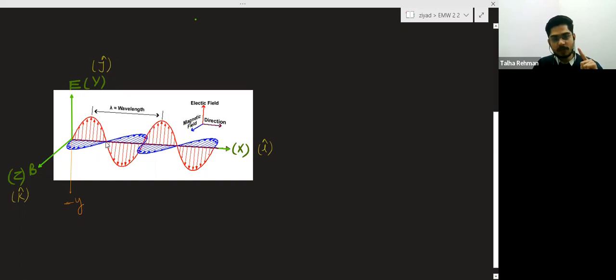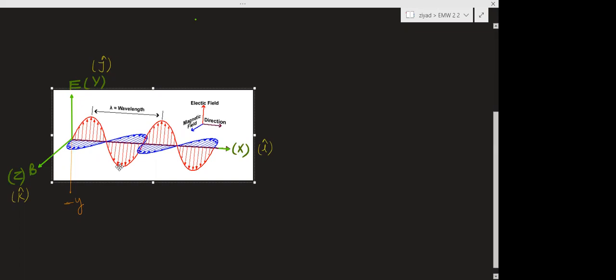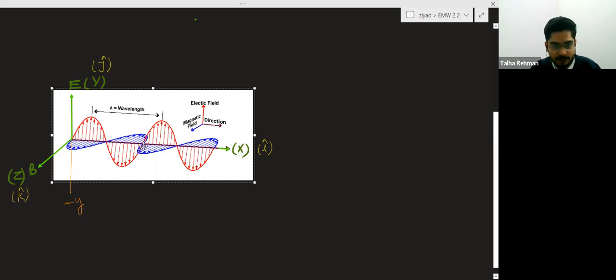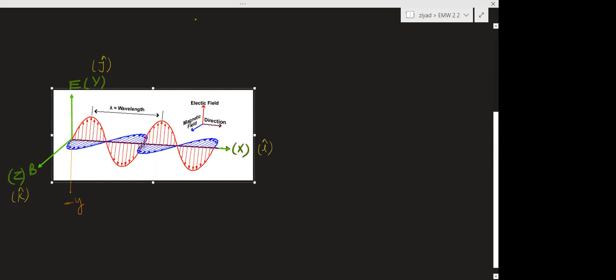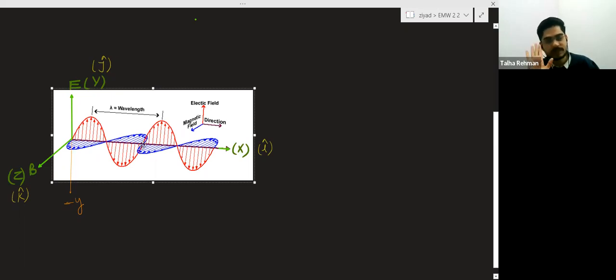Now from here to here, see the length of the arrows. Here to here, the length of the arrows are increasing. So it means the electric field is increasing, but this time the electric field is increasing in negative y direction. Now see from here to here, again the electric field is decreasing in negative y direction. And okay, this is the first case.